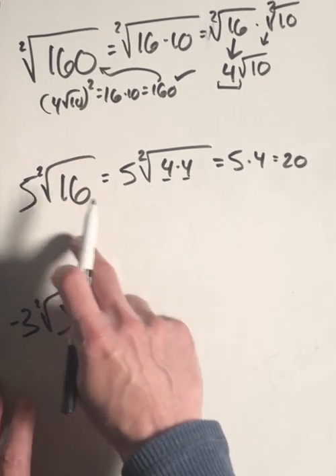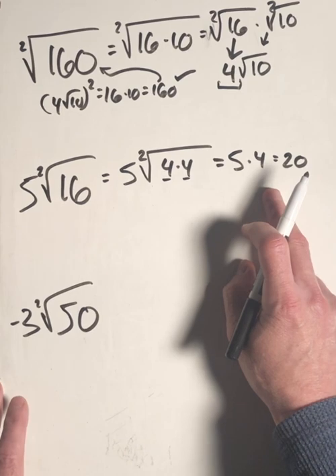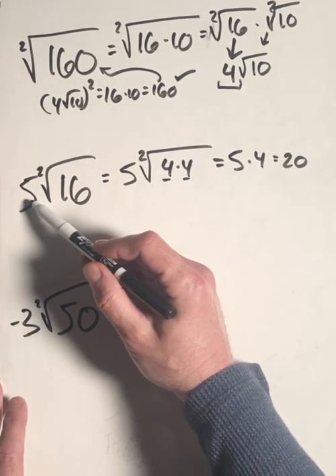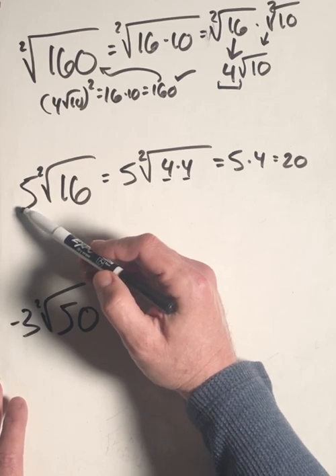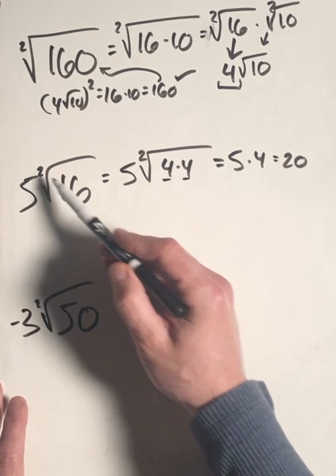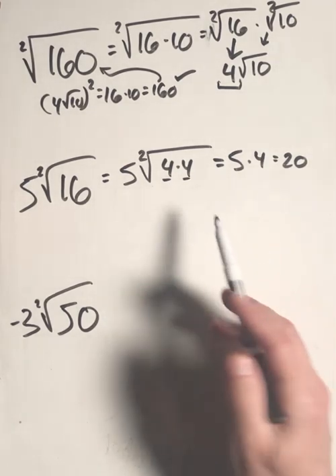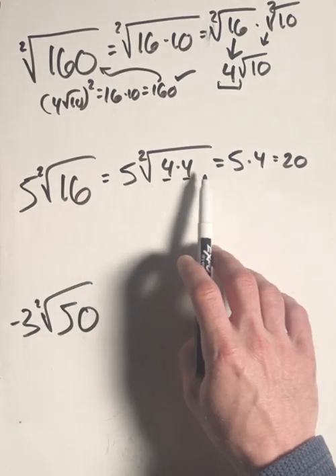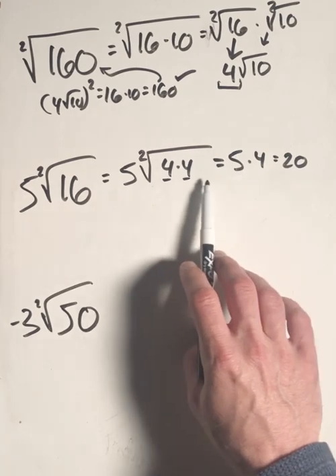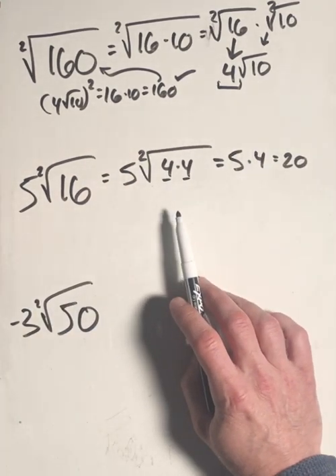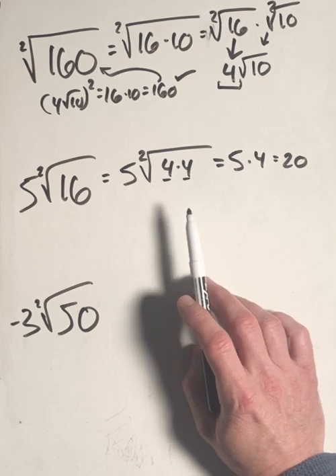So 5 times the square root of 16 is 20, which makes sense. Because if you take 5 and you multiply by the square root of 16, which is 4, you're going to get 20. All right, so we can always simplify these by looking for perfect square factors. And if we have a whole number outside, then that perfect square factor comes out and is then multiplied by that number outside.